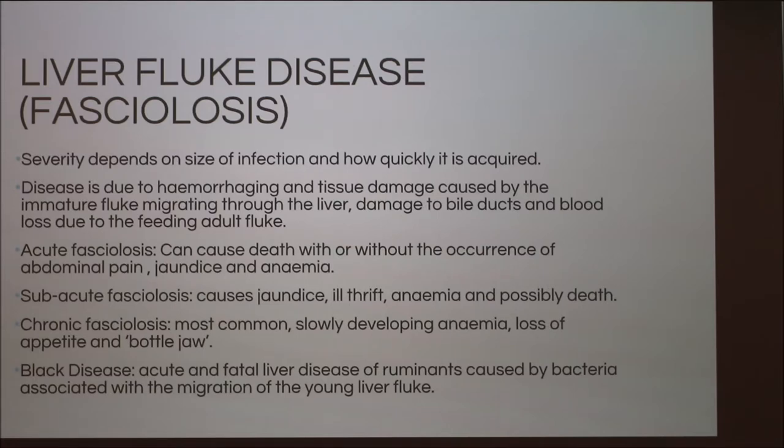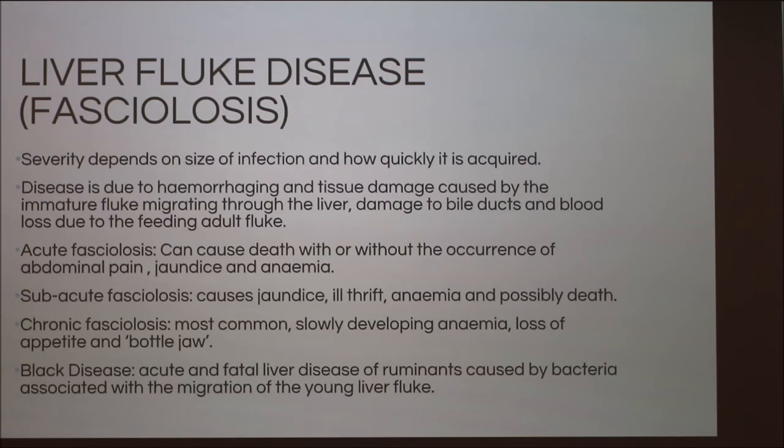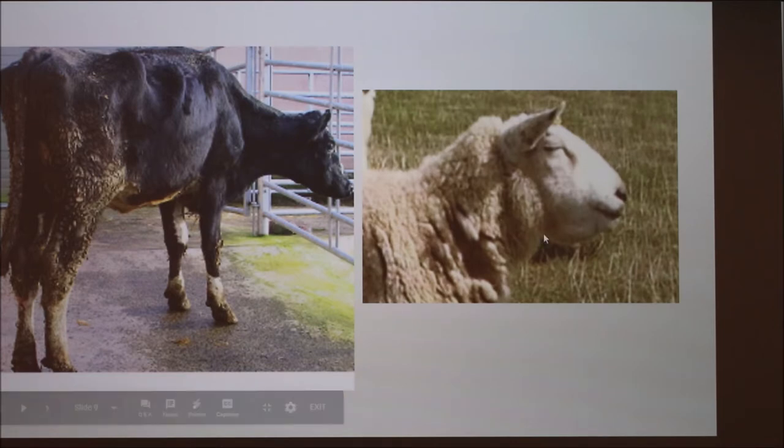Acute fasciolosis can cause death with or without the occurrence of abdominal pain, jaundice and anemia. Subacute fasciolosis causes jaundice, ill thrift, anemia and possibly death. Chronic fasciolosis is the most common type. It is slowly developing anemia, loss of appetite and bottle jaw. Black disease is an acute and fatal liver disease of ruminants caused by bacteria associated with the migration of the young liver fluke. So here you can see a cow that's obviously not doing too well and a sheep with bottle jaw.